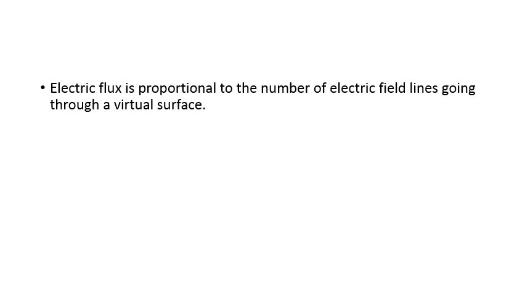For calculation of electric flux, we assume a surface area from where the field lines pass. As we have discussed in the previous lecture, the electric field is represented by field lines. So we check how many lines are passing through a surface. That surface is virtual. It is not real. Virtual means imaginary. We can imagine a surface from where the field lines are passing.